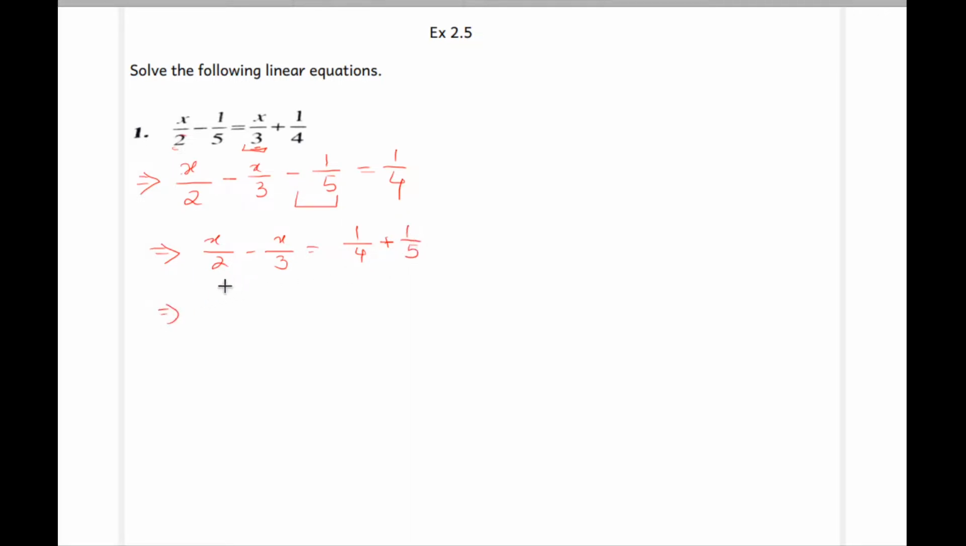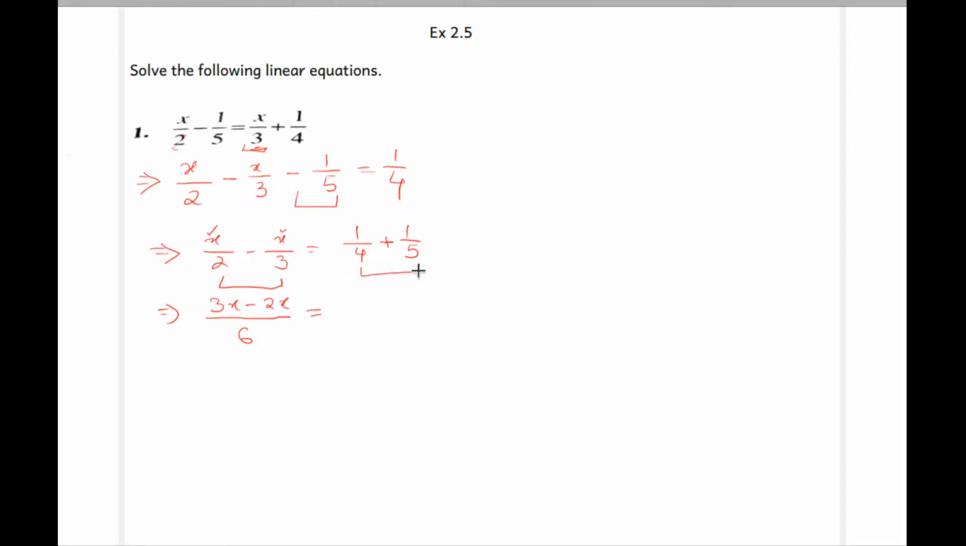Now what is the LCM of 2 and 3? LCM of 2 and 3 is 6. Here the denominator is 2 and here it is 6, so we have to multiply the numerator by 3. So 3 into x is 3x. Minus sign, so minus. Here in the denominator we have 3, here we have 6, so we have to multiply the numerator by 2. So 2x equals to.